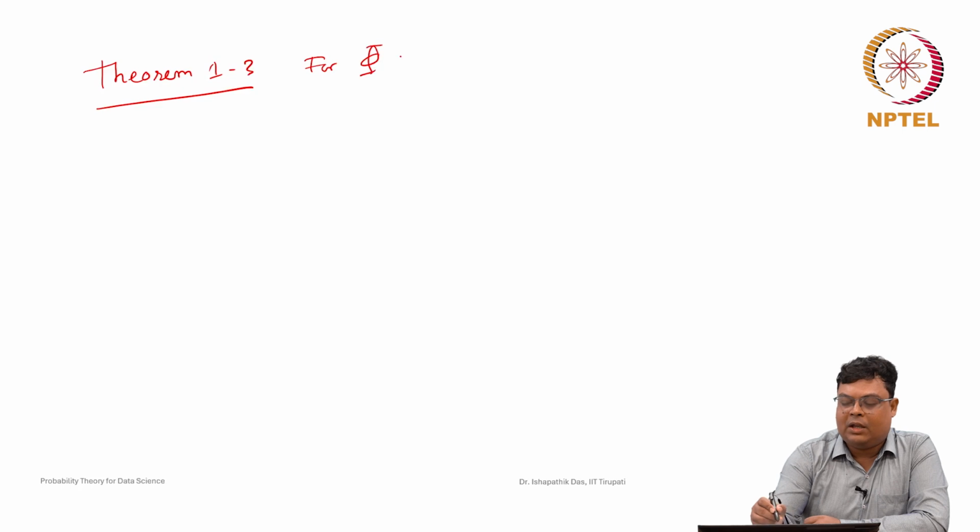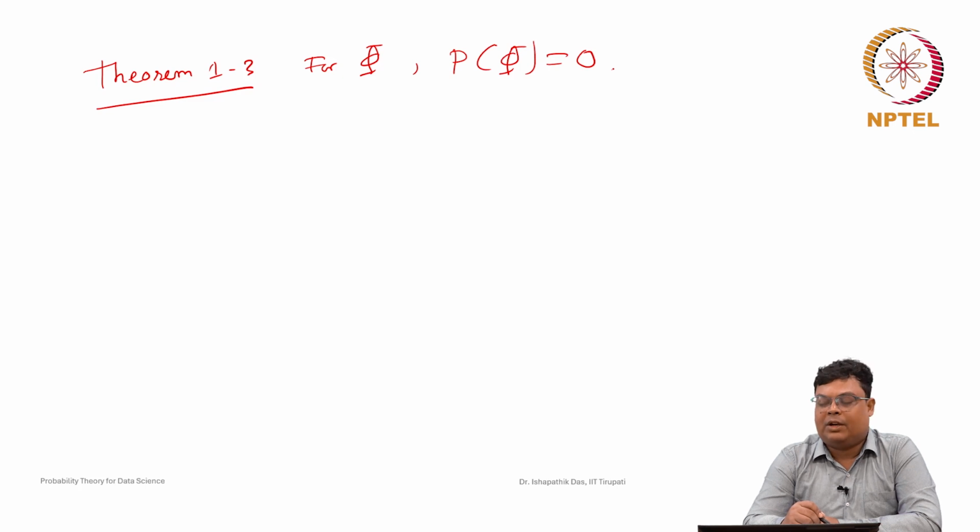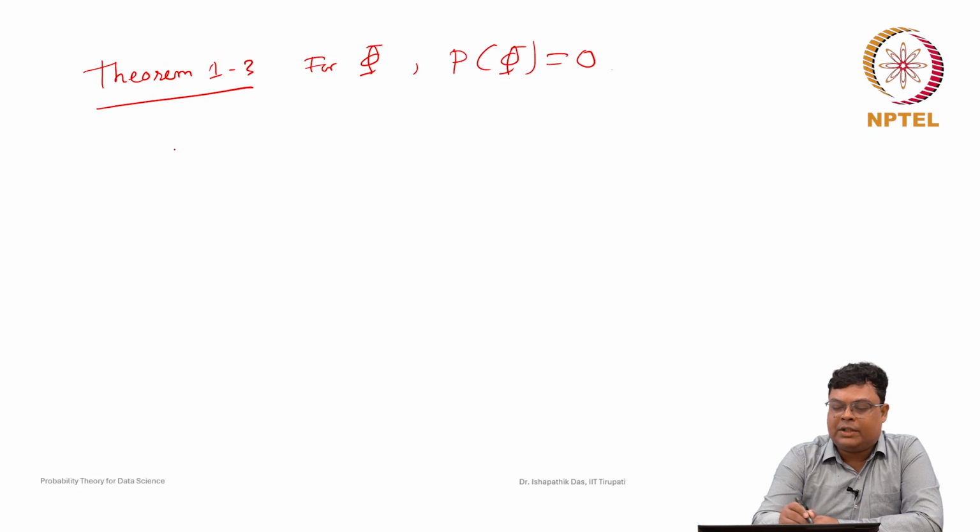Theorem 1.3: for phi, since it belongs to C also, it is an event, so P of phi is equal to 0. Phi is already in the C, because S complement is in C. So how can we prove that? Now, if you consider S and phi, two events, S intersection phi is nothing but phi.